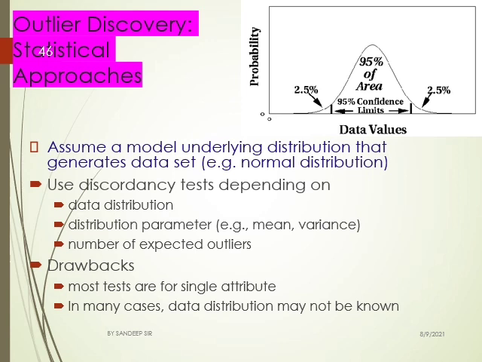But again, the drawbacks are there. Most tests are for a single attribute, so one attribute based outlier can be taken. But again, it cannot be every time, because for every attribute there can be different outliers. So again, the problem can be too complex. In many cases, the data distribution may still be unknown.